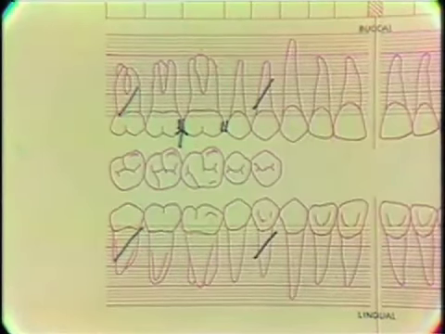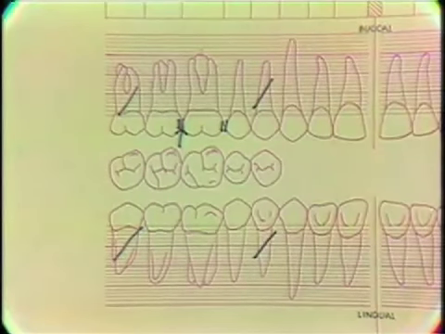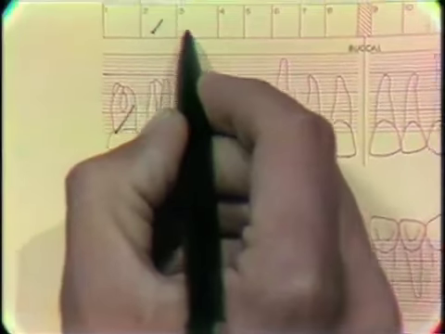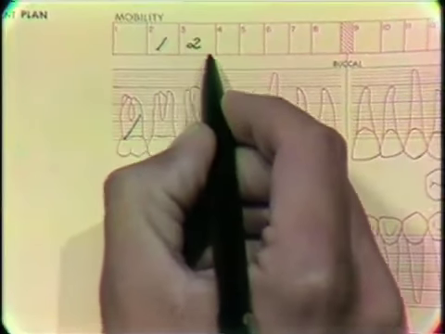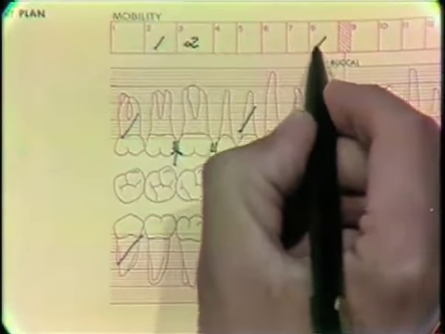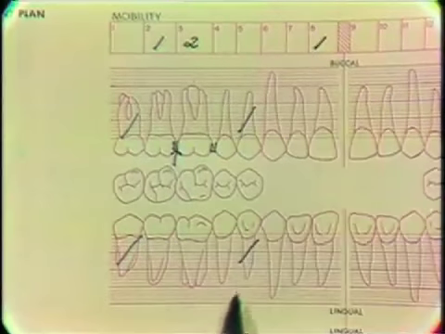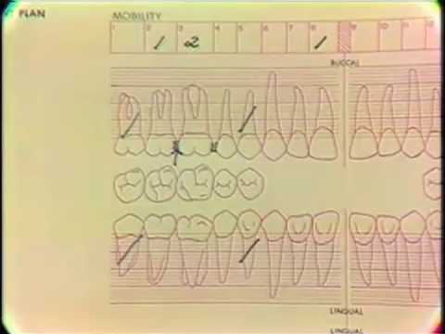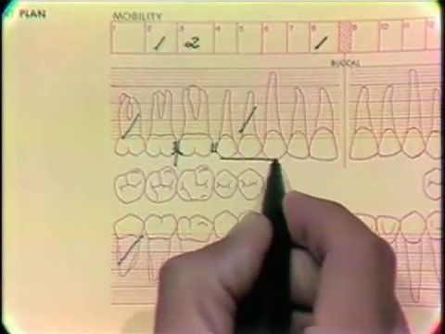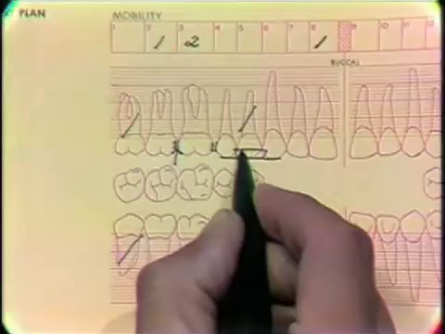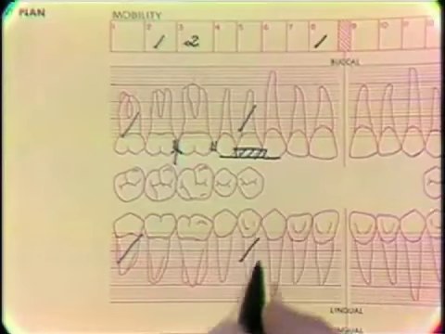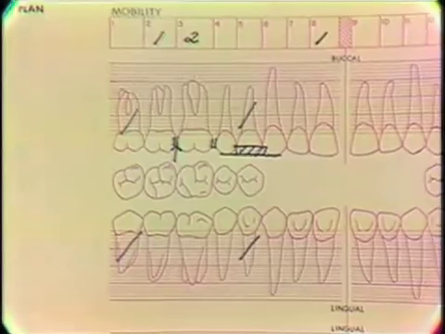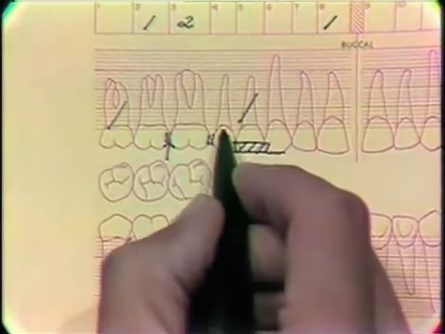The mobility of the teeth is: number 2 has a mobility of 1, 3 has a mobility of 2, and 8 has a mobility of 1. There is a bridge replacing tooth number 5 with 4 and 6 as abutments. Tooth number 4 has drifted mesially.